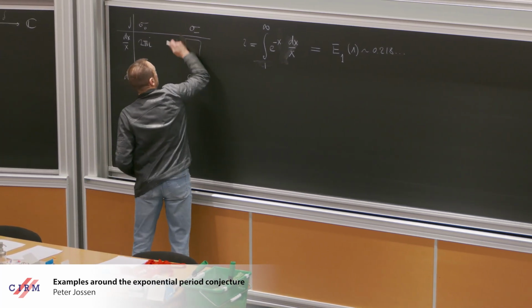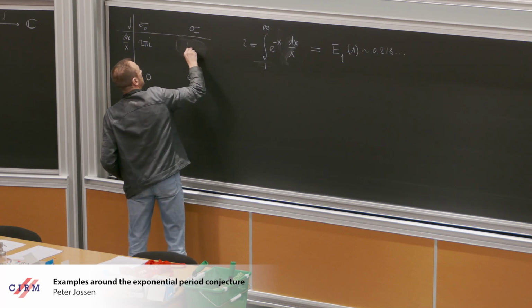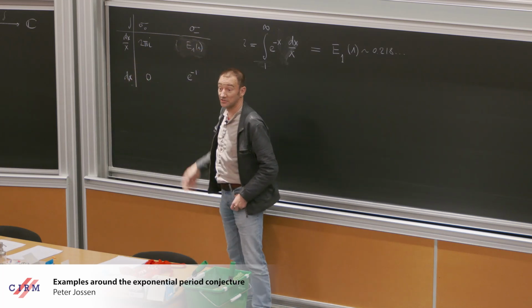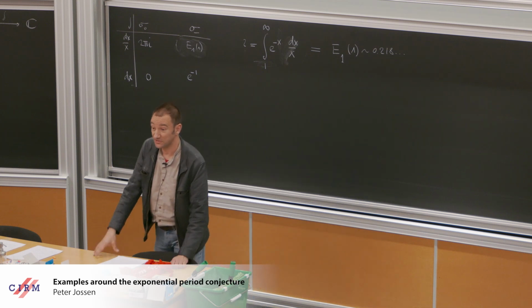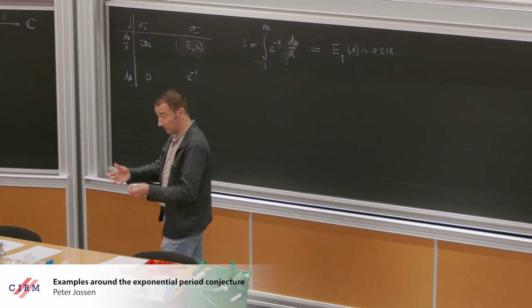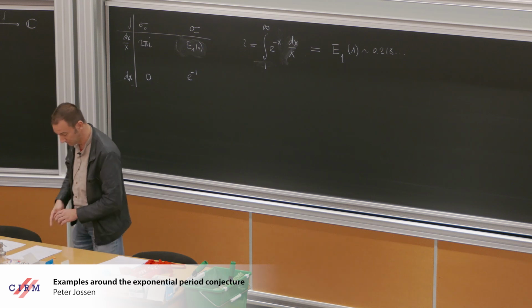So here, E1 of 1. And we are asking now, what can we say about the transcendence or algebraicity nature of these three numbers that are here? And that's something the period conjecture predicts.